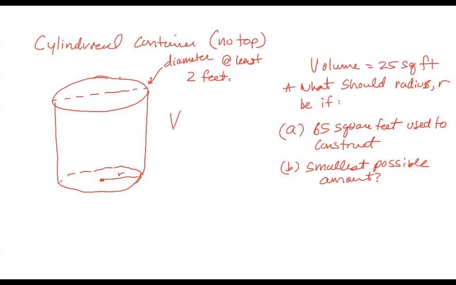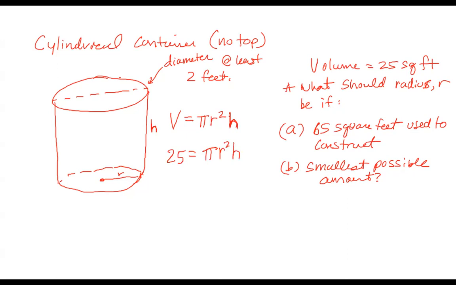Let's look at volume. Volume is the area of the circle. The area of a circle is pi r squared. And then that's going to be multiplied by whatever the height is. If we multiply that by height, this gives me the volume, the area of a circle multiplied by the height. It's a very simple formula. We know that I want the volume to be 25, so that's 25 equals pi r squared h.